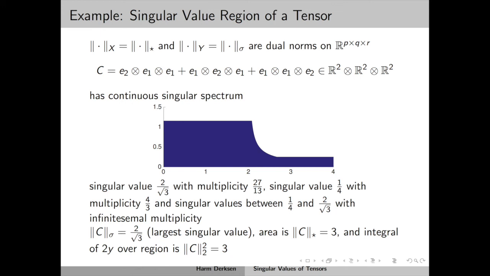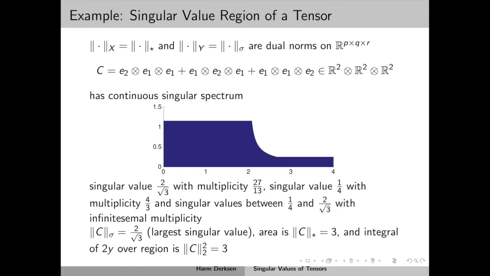It's quite curious. So it turns out that the spectral norm, which is the height of this graph, is 2 over square root 3. That's the spectral norm in this case. So the nuclear norm usually is the sum of the singular values, but if you have a graph like that, it's just the area. So the area is the nuclear norm, and in this case, it's equal to 3.